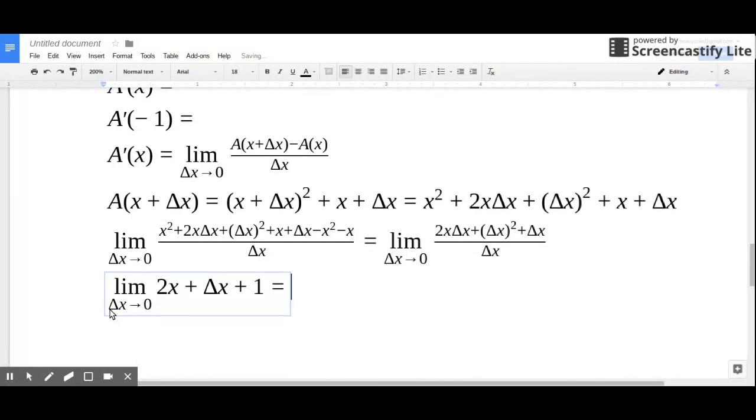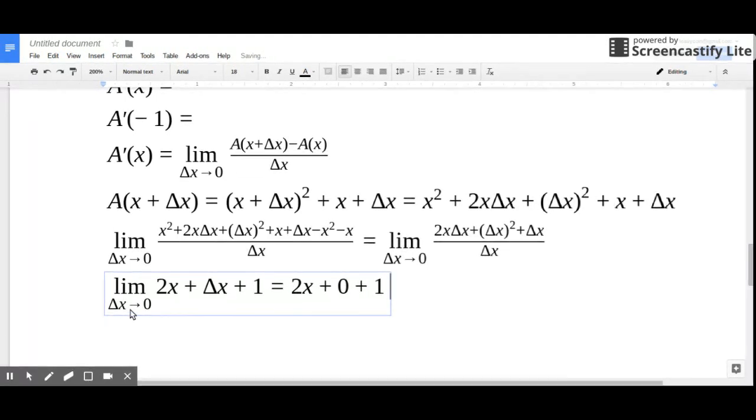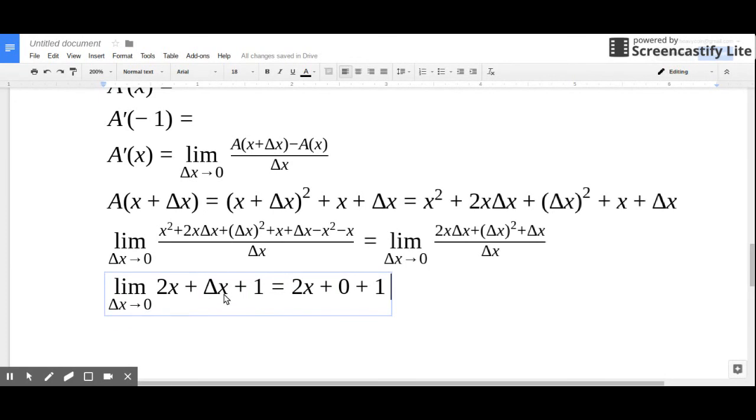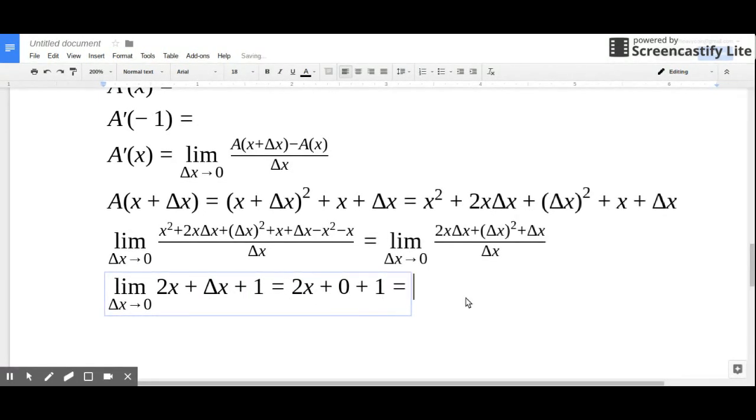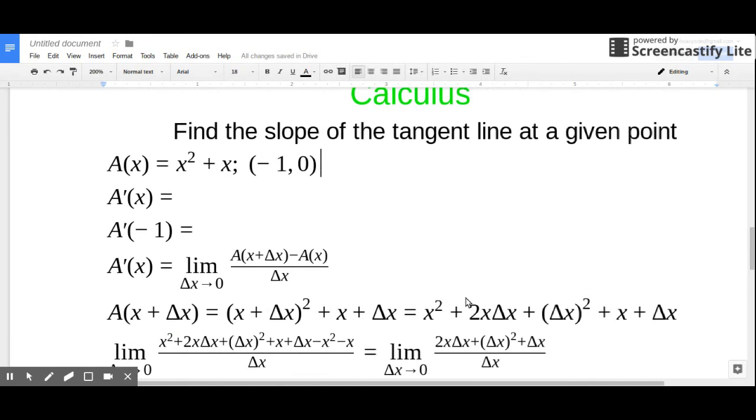Now we can go through and do our direct substitution. And as you can see here, we're going to have 2x plus 0 plus 1. Okay, so we're doing direct substitution. 0 goes in for delta x here, as you can see. And then, of course, we simplify that down, and we're just left with 2x plus 1.